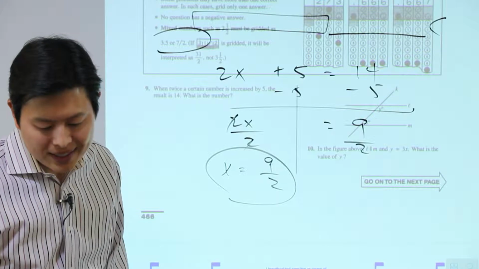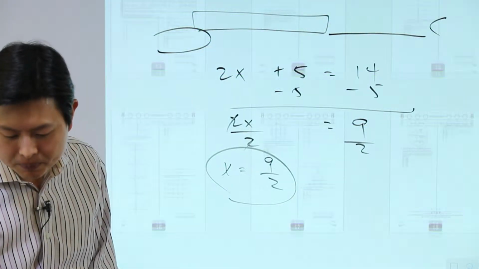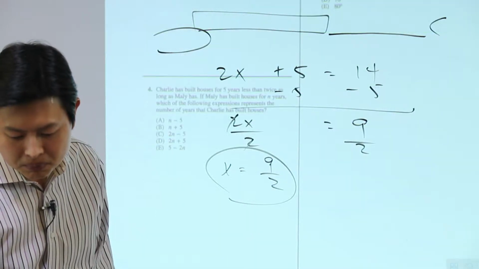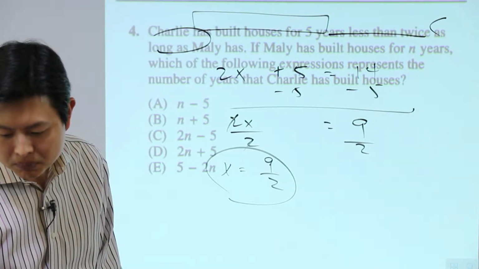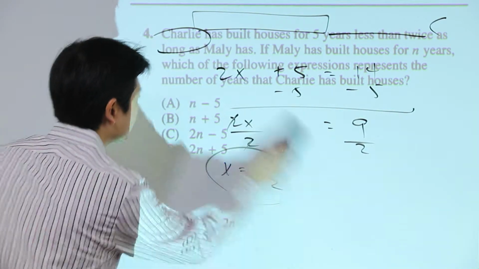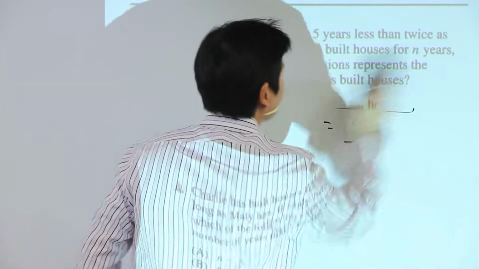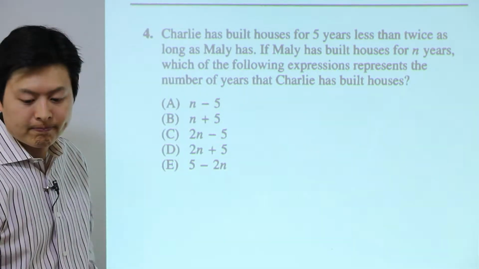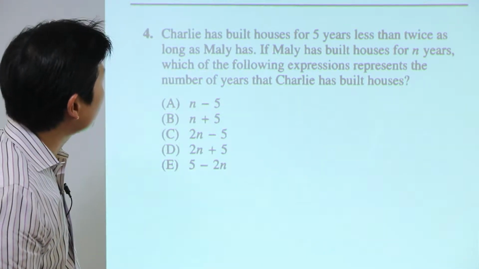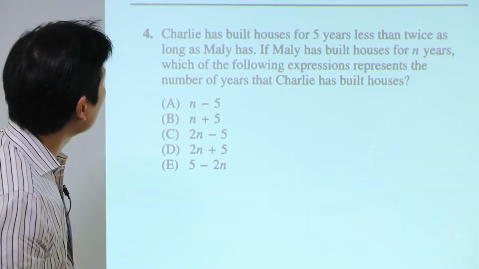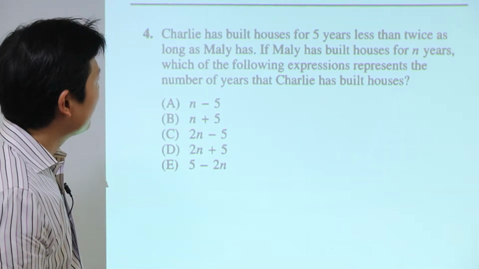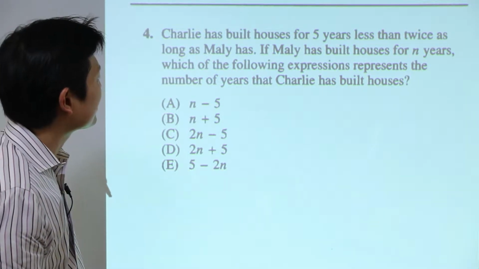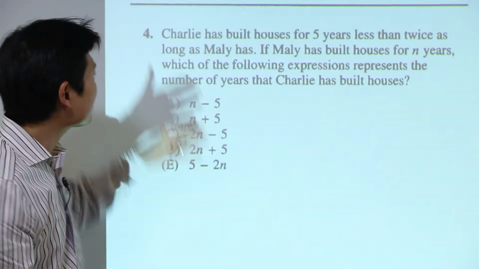Let's go to section 8, number 4. In this one it says, Charlie has built houses for 5 years less than twice as long as Meili has. If Meili has built houses for n years, which of the following expressions represents the number of years that Charlie has built houses? So there's a lot of words here, right?